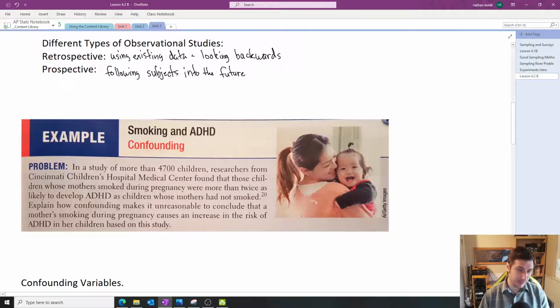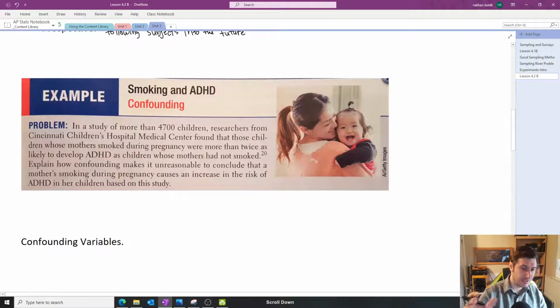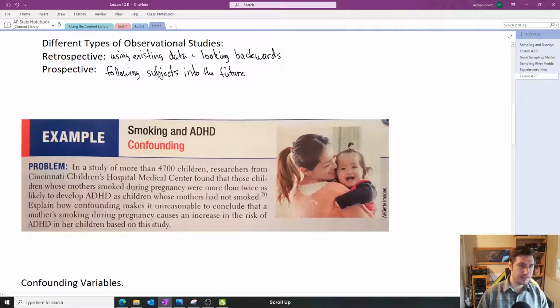So here we are. Here's our first example where we can start taking a look at some of this. In a study of more than 4,700 children, researchers from Cincinnati Children's Hospital Medical Center found that those children whose mothers smoked during pregnancy were more than twice as likely to develop ADHD as children whose mother had not smoked. Let's stop right there for a second and decide, what is this? Is this an experiment? Is it an observational study? Is it a retrospective or prospective observational study?